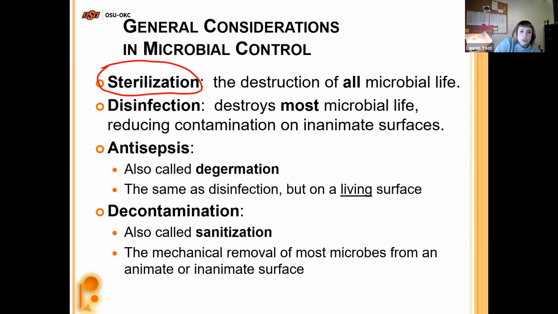So this is destruction of all microbial life. Disinfection, however, destroys most of it. It reduces contamination on inanimate surfaces. So non-living things. This is for non-living surfaces, like a tabletop or something.